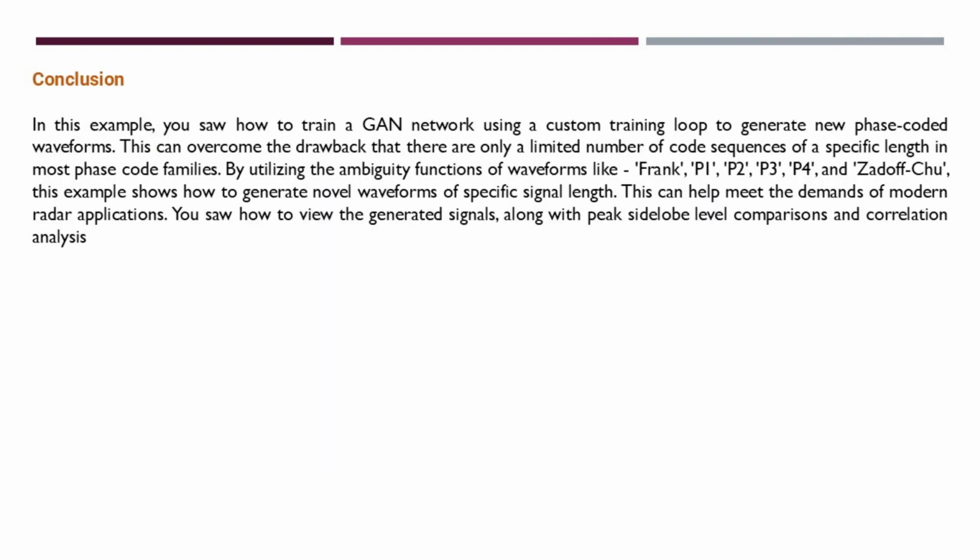Conclusion. In this example, you saw how to train a GAN network using a custom training loop to generate new phase-coded waveforms. This can overcome the drawback that there are only a limited number of code sequences of a specific length in most phase code families.